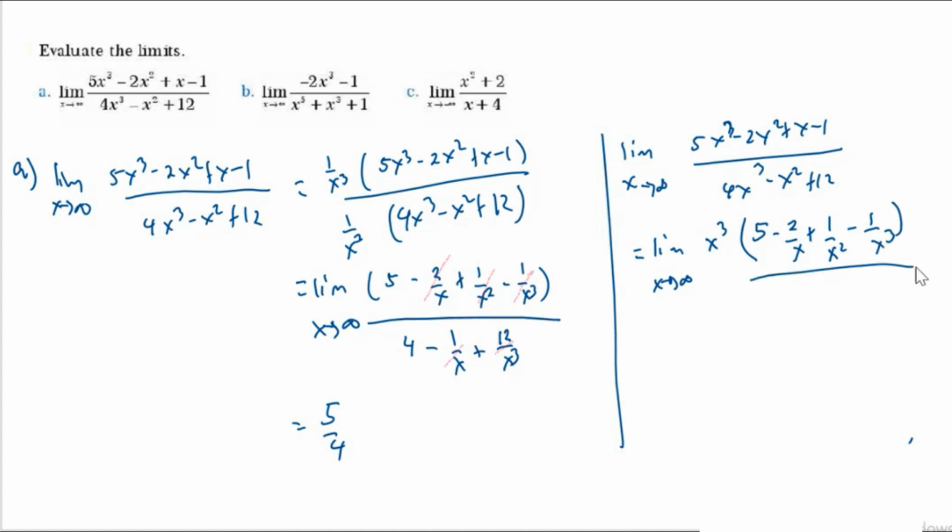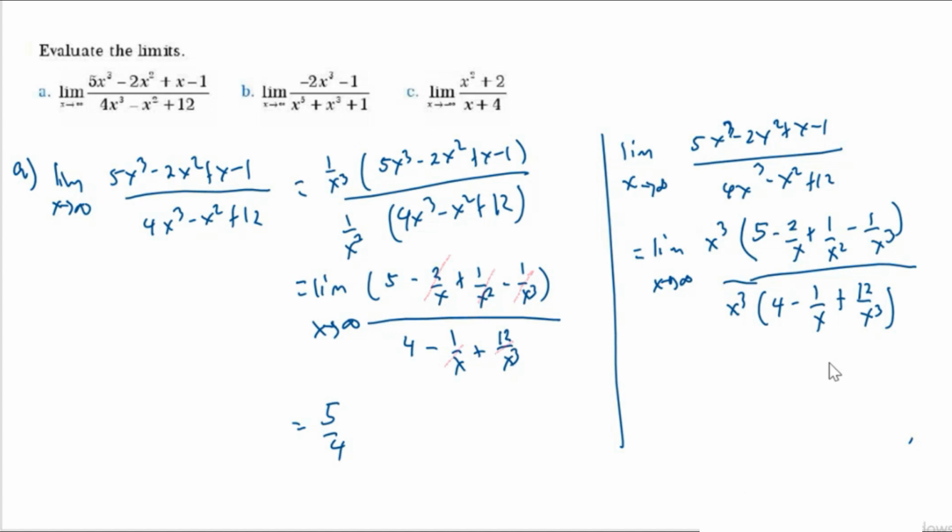So all over, we also have to write here the common factor of x cubed, then divide 4x cubed by x cubed, which is equal to 4, minus x squared divided by x cubed is 1 over x, and plus 12 divided by x cubed is equal to 12 over x cubed.